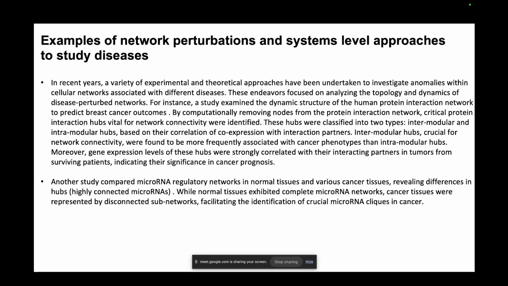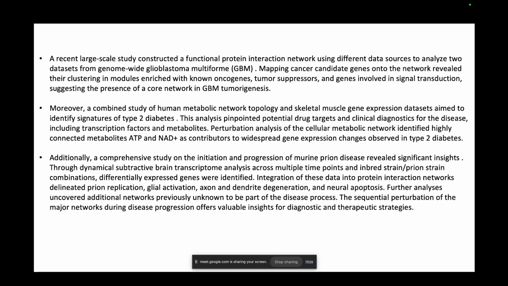So here, the example was that in normal tissues, there was a complete miRNA network, but in cancer tissues, these were disconnected subnetworks. Basically some of the connections were lost in cancer tissue, and it identified crucial microRNA cliques in cancer, which are actually regulating the cancer phenotype. So yeah, understanding these becomes very important.